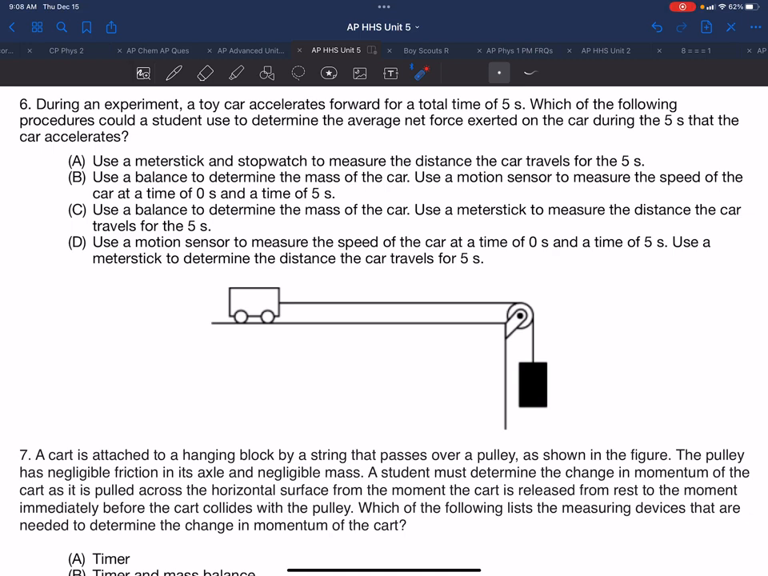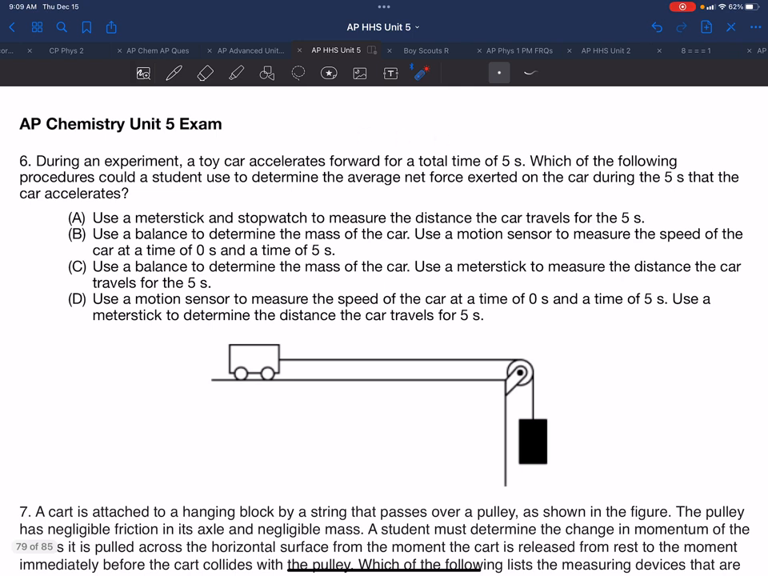Question 6 is not related to the picture underneath. We have a toy car. It has an acceleration in that direction for a delta t of 5 seconds. Could you use the following to determine the average net force exerted by the car during 5 seconds?